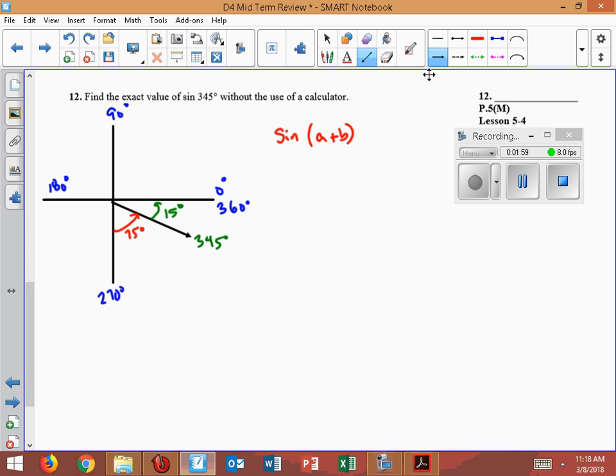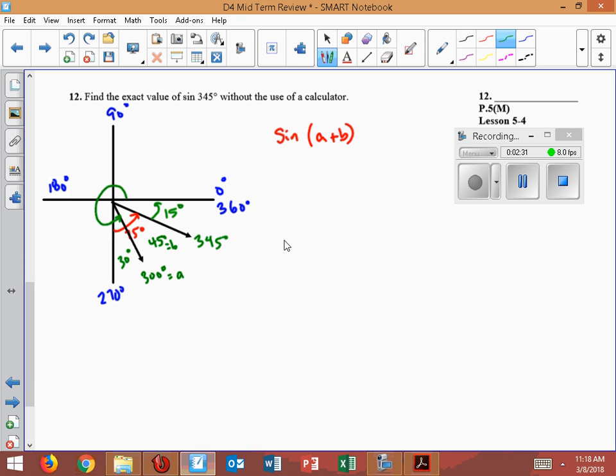So here's what I'm going to do. I'm going to draw another line in here. One will represent the 30 degree. This one will represent the 45 degree. So this angle right here, if you went from the x-axis, would be 270 plus 30. What is 270 plus 30? 300. We're going to call this angle A. The 45 then would be angle B.